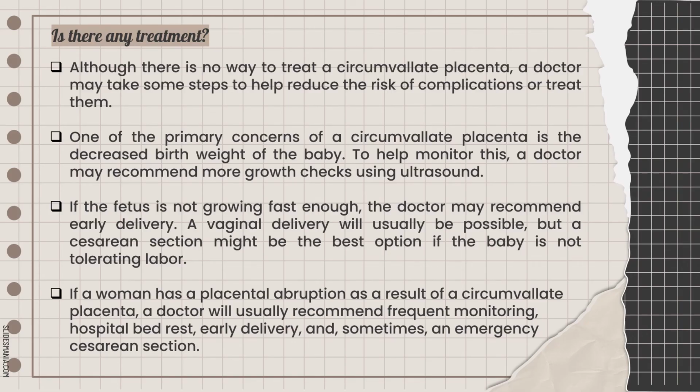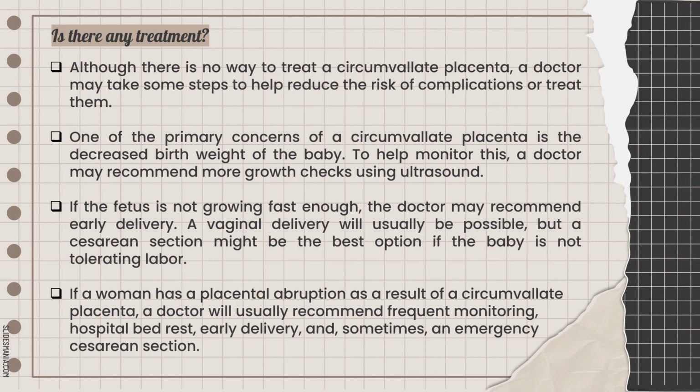Is there any treatment? Although there is no way to treat a circumvallate placenta, a doctor may take some steps to help reduce the risk of complications or treat them. One of the primary concerns of a circumvallate placenta is the decreased birth weight of the baby. To help monitor this, a doctor may recommend more growth checks using ultrasound. If the fetus is not growing fast enough, the doctor may recommend early delivery.